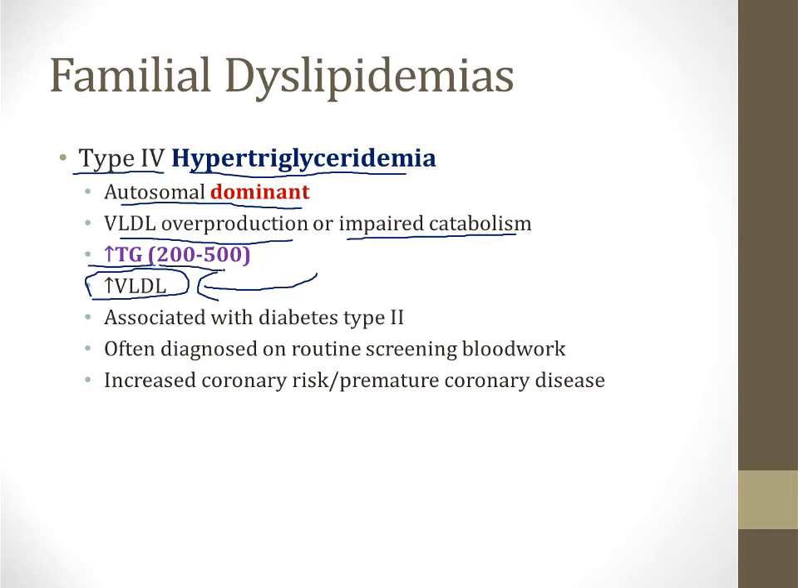This is not as high as in some of the other disorders, so you usually don't see pancreatitis in a type 4 dyslipidemia. This type of dyslipidemia is associated with diabetes type 2. Most of these patients have diabetes. Most of them are also obese. Often this is diagnosed on routine screening blood work when it shows that the triglyceride levels are elevated among a diabetic patient. And the main problem here is that if the triglyceride levels are routinely allowed to be this high, these patients have an increased risk of coronary disease and they can develop premature coronary disease.